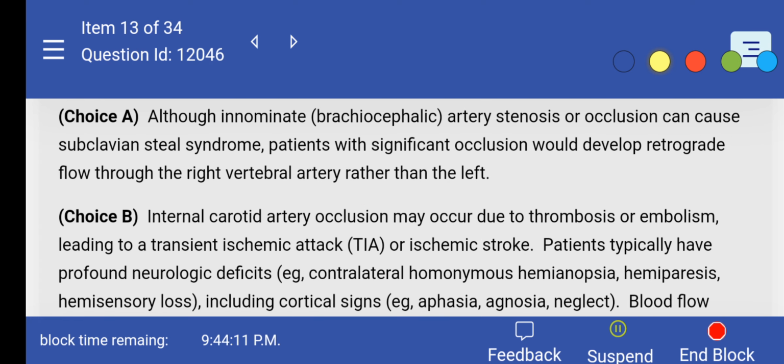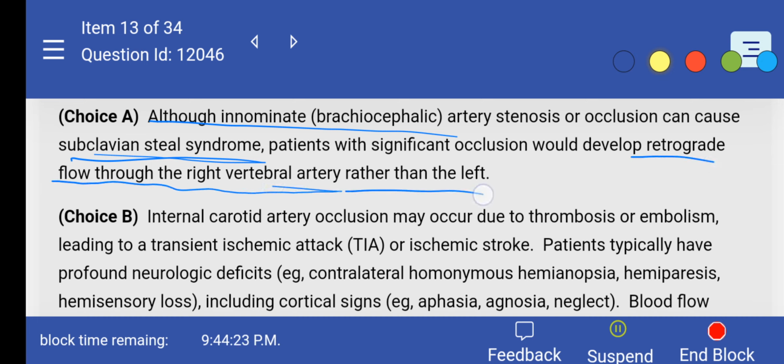Why not option A? Although innominate, that is brachiocephalic artery stenosis or occlusion can cause subclavian steal syndrome. Patient with significant occlusion would develop a retrograde flow to the right vertebral rather than left, because that is on the right side. Okay.